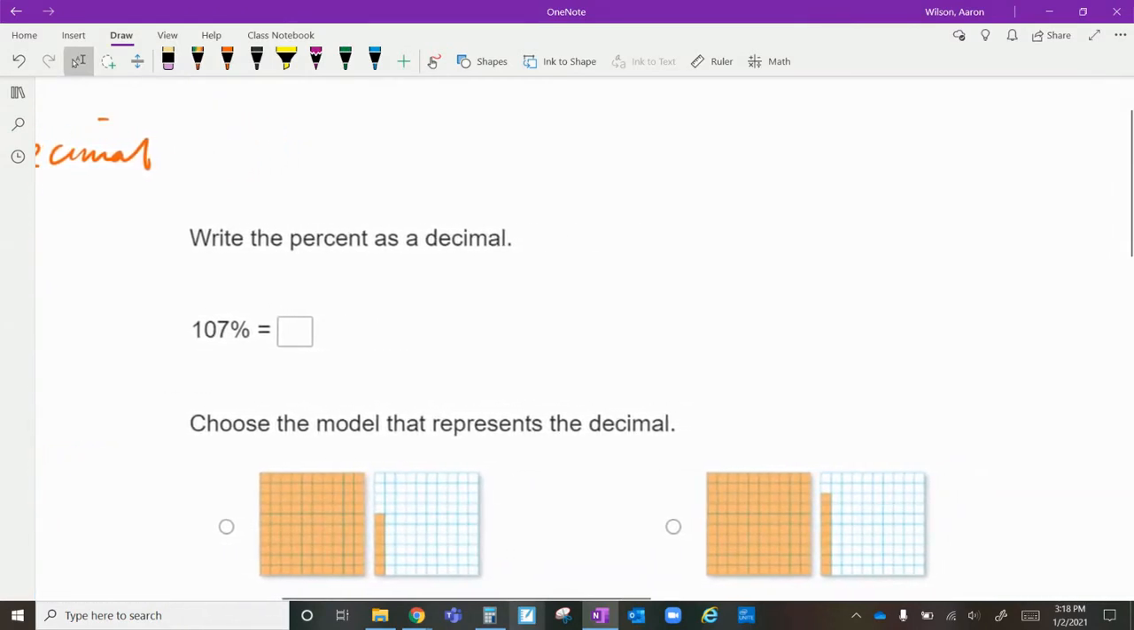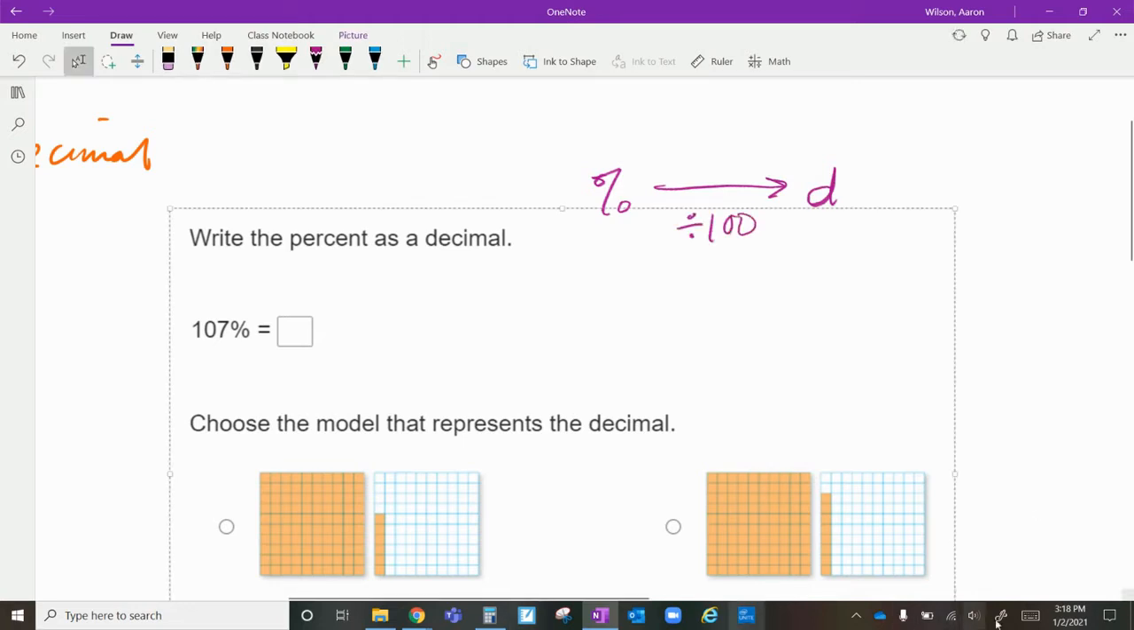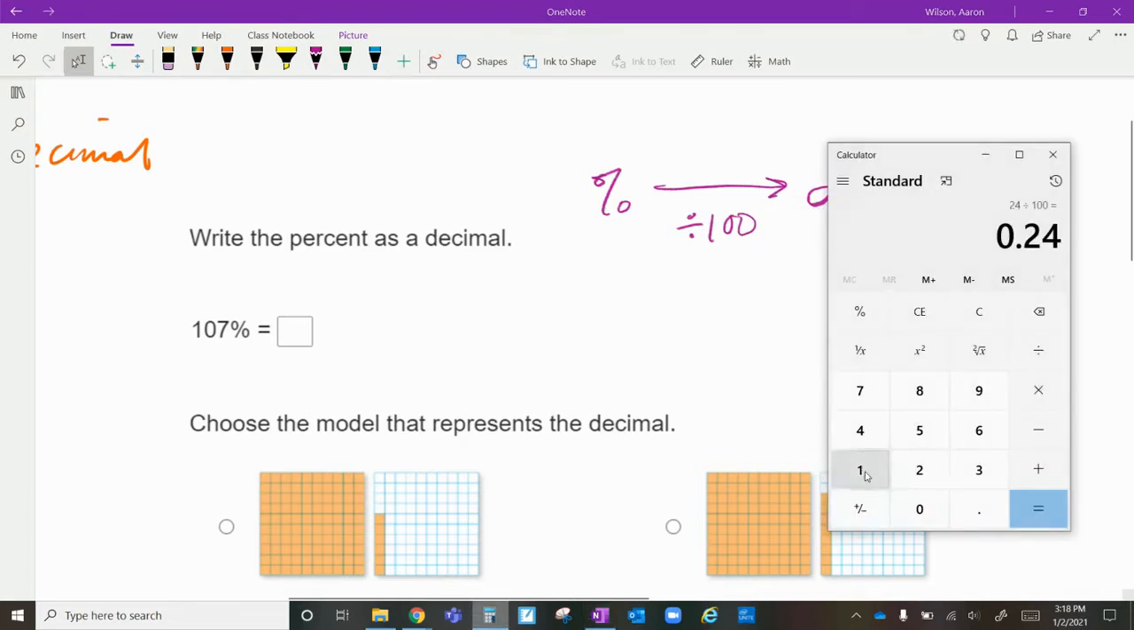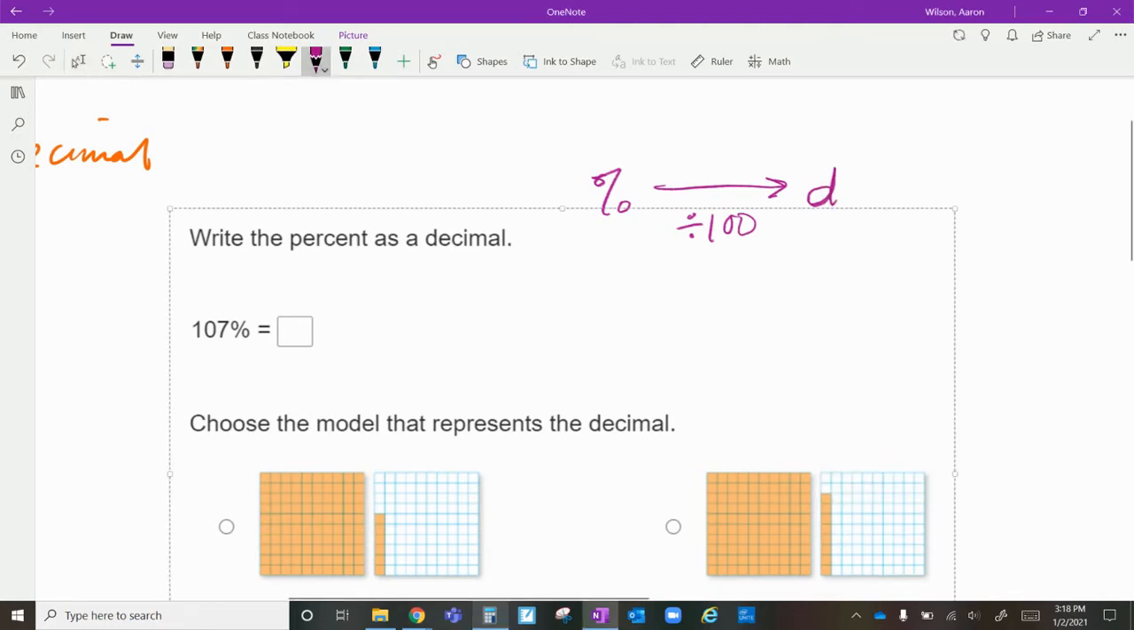How do you write 107% as a decimal? Keep in mind the shortcut to go from a percentage to a decimal is simply to take the percentage, divide it by 100. So all you're doing is grabbing the calculator and you're punching in 107 because that's the given percentage, and we're going to divide that by 100, which is 1.07. So the answer for what is 107% as a decimal is 1 and 7 hundredths.